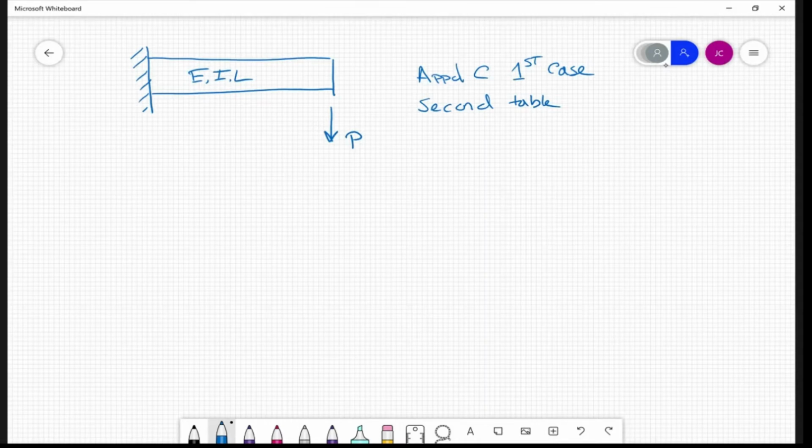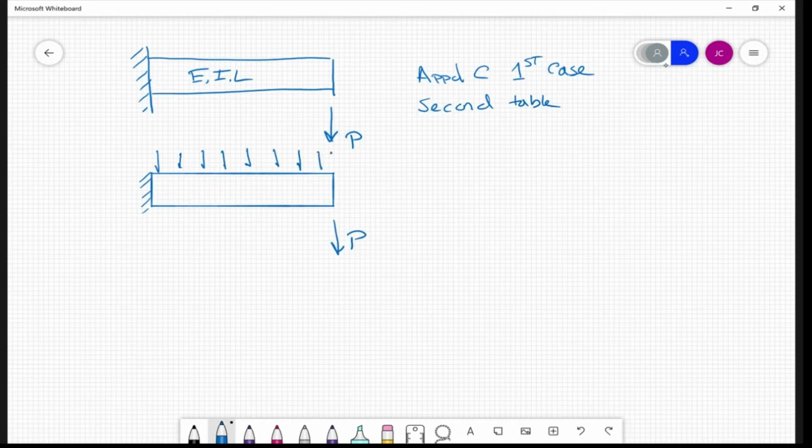There are cases where you might not find that particular case in the beam table. You might have to do something if we had something like this. All right, this particular case.